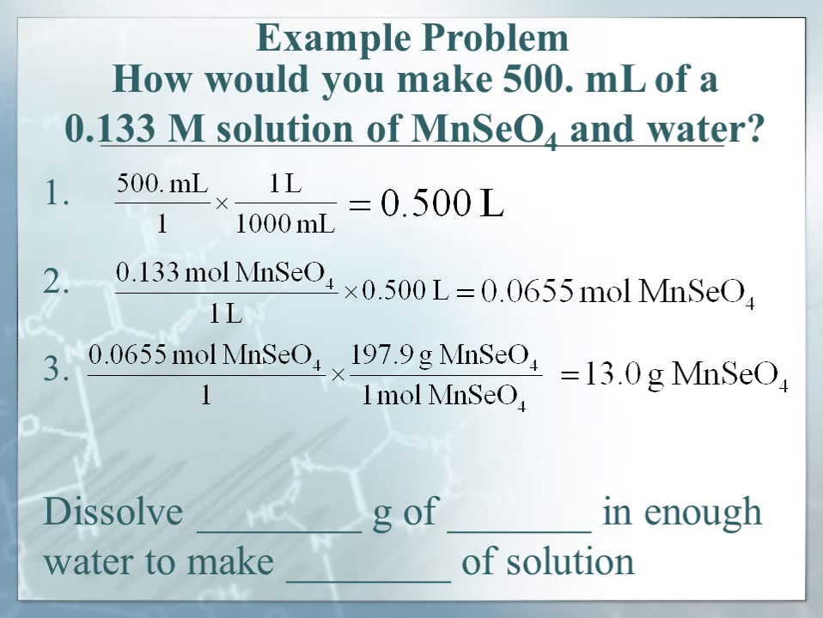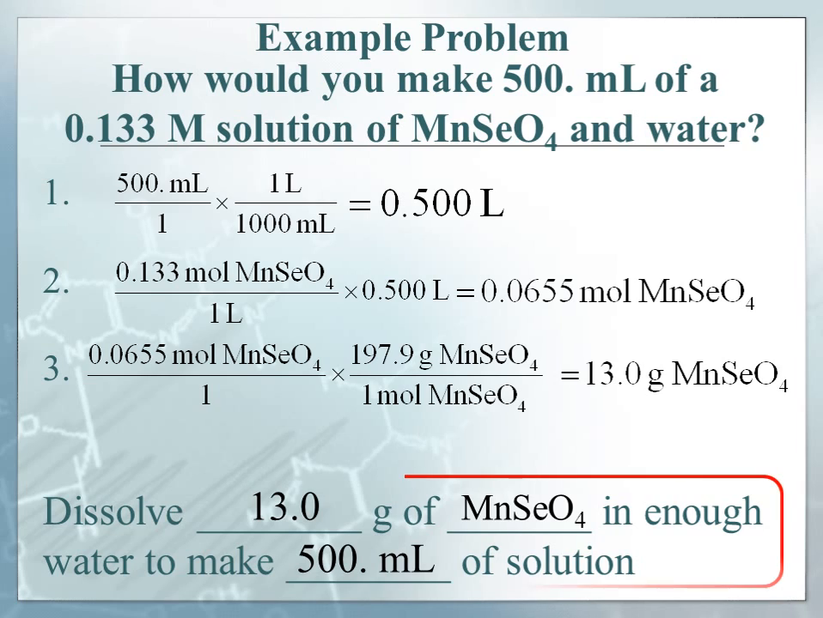Now frequently, we may think that we've reached the answer of our calculations and we're done. But remember, the original question is, how would you make this solution? So the numerical quantity is only part of the answer. Now you need to take that information and the volume that you were intending to make and plug it into the template statement. So our final answer would actually be: dissolve 13.0 grams of MnSeO4 in enough water to make 500 milliliters of solution.